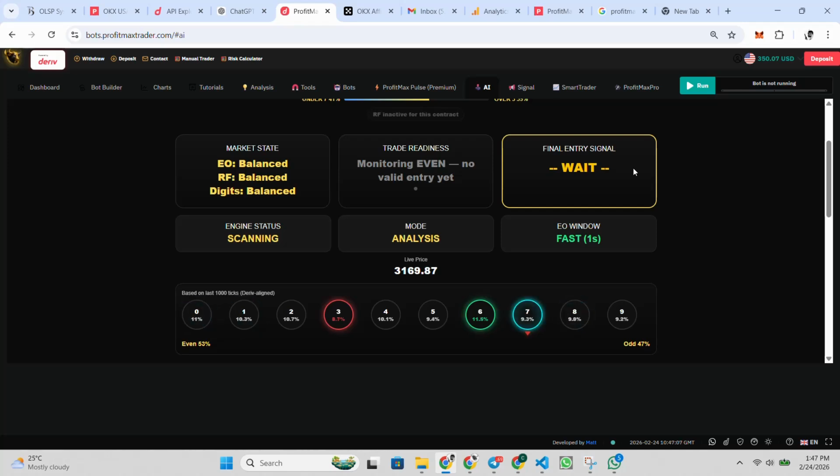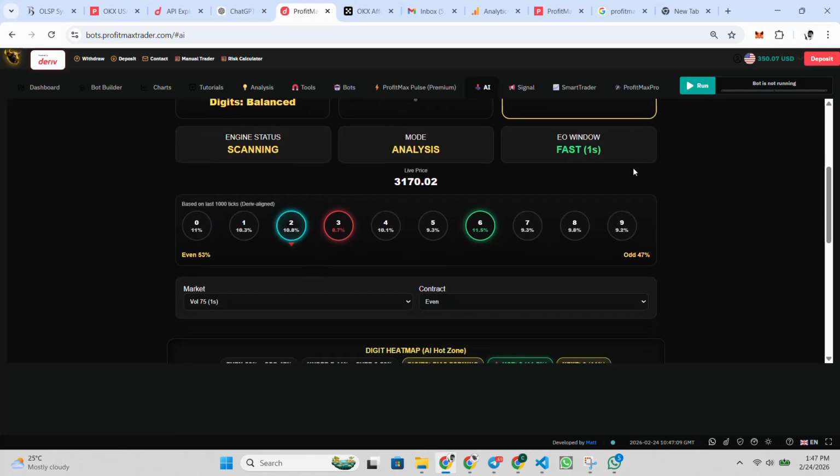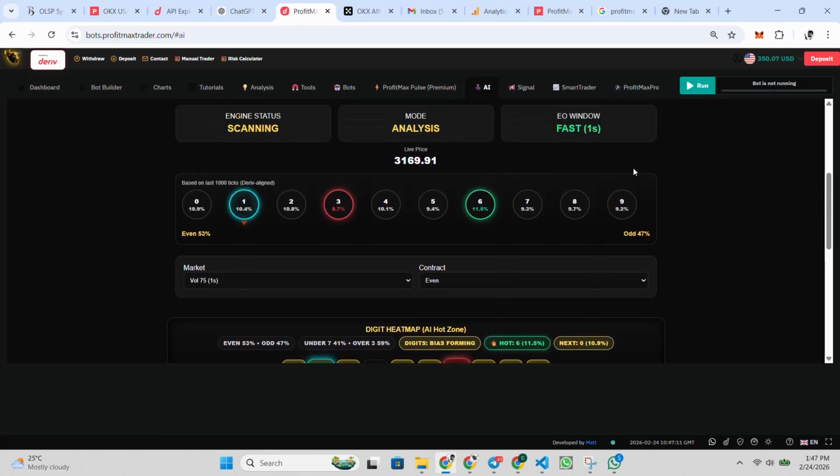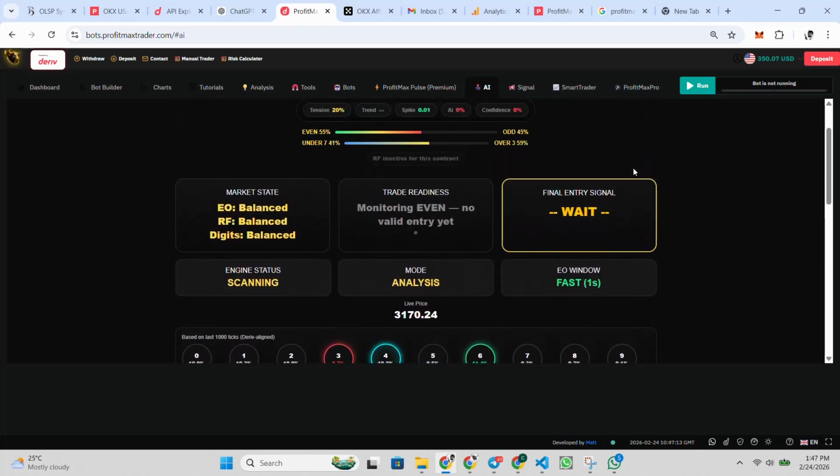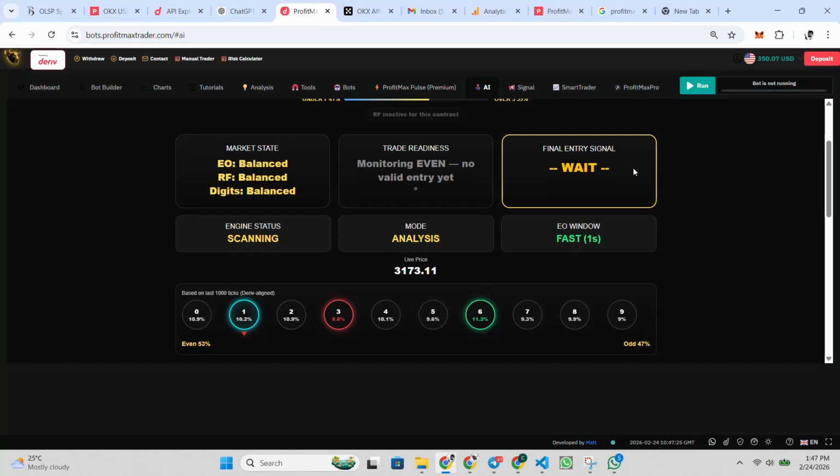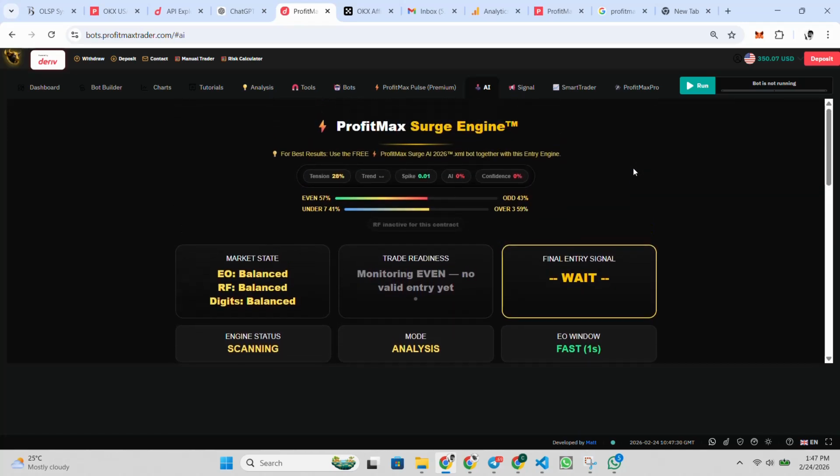You can enter the market, maybe distribute, like I always say, trade 3 times a day. Rise and fall, you should be able to at least make some profits, or even if you lose, you should be able to make some recovery. Again, also make sure you have your stop loss set, and then you can use the ProfitMax Surge AI 2026.